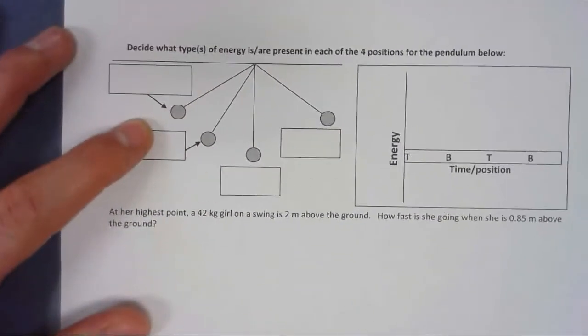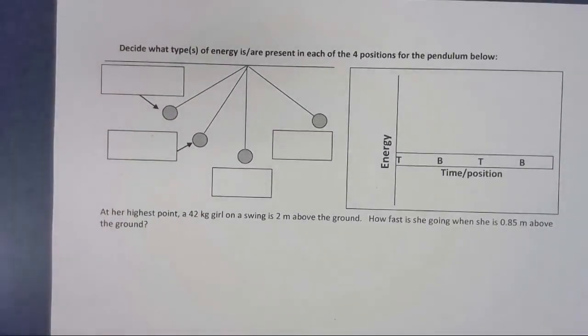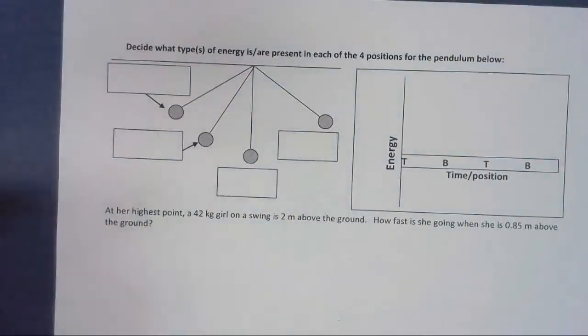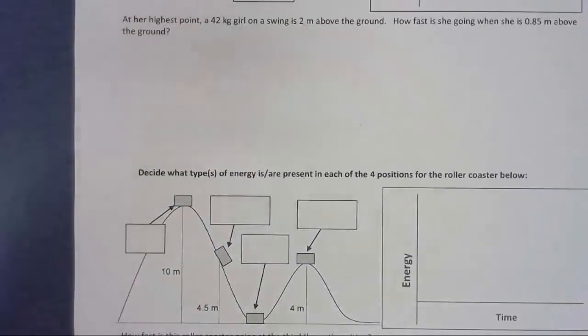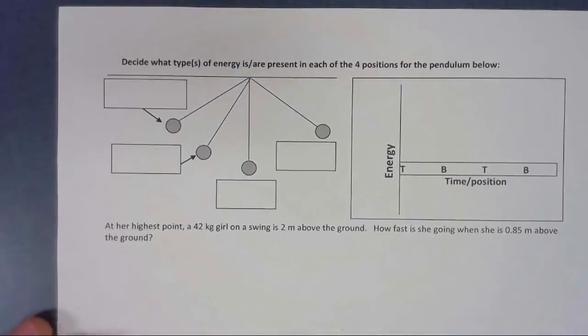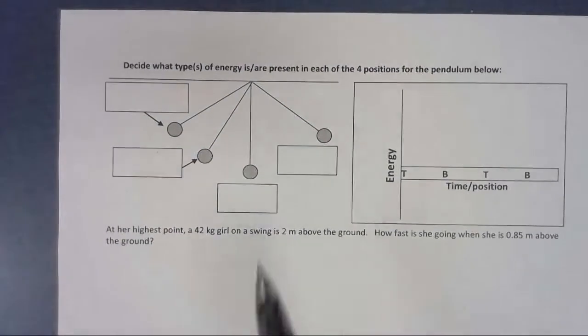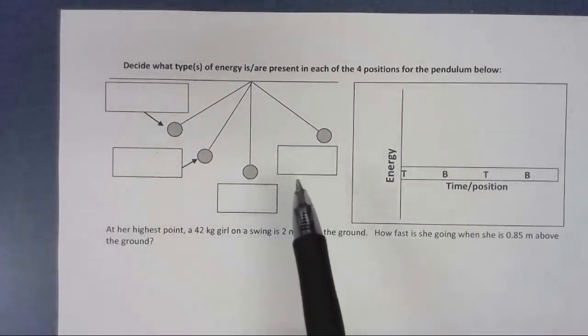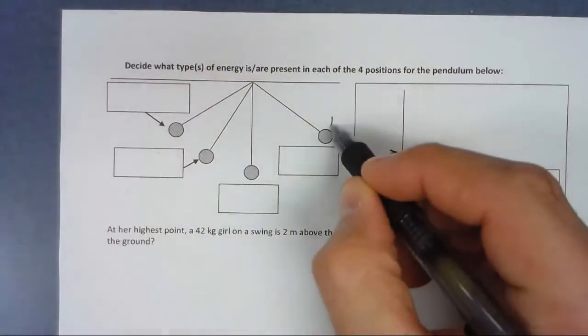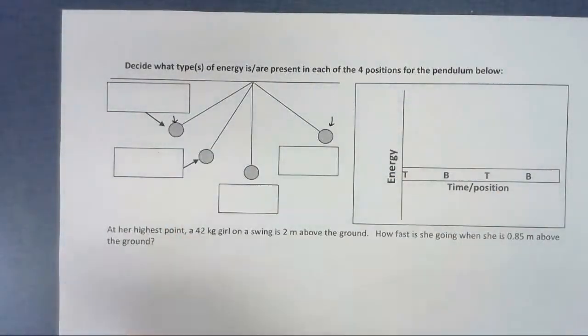Two pictures here. What I want to do first is think about each of these four positions with the pendulum and with the roller coaster. A couple things you need to know about a pendulum. First of all, when you see a picture of a pendulum, you can assume that the two outermost points, or maybe only one is shown, but the outermost point is at the highest possible point for the pendulum.